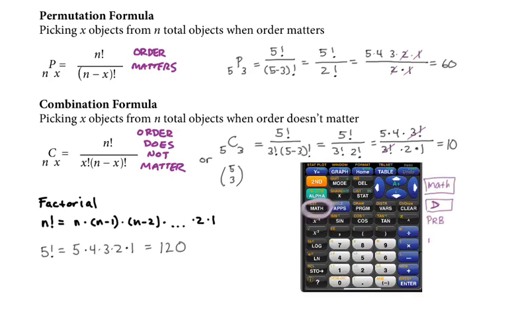And we do have a function on our calculator to help us out with that. Under math, you'll go over to the right and you'll see probability. And there's nPr and nCr. They use r rather than x for their variable. And there is also a factorial button. So we don't even have to plug these whole calculations in.